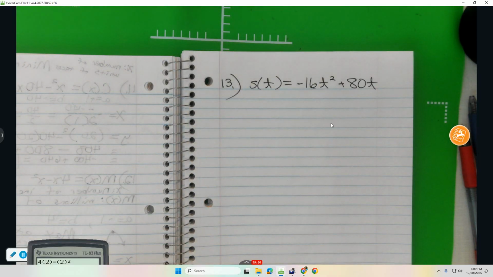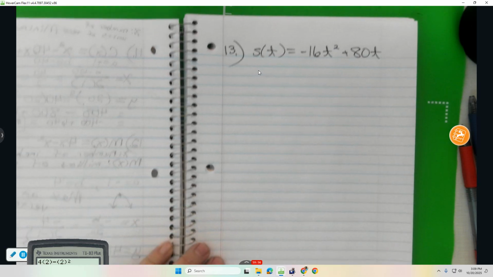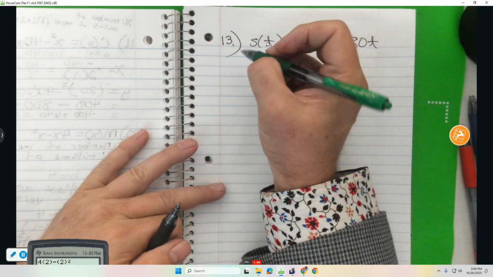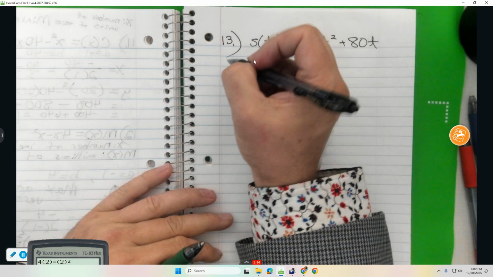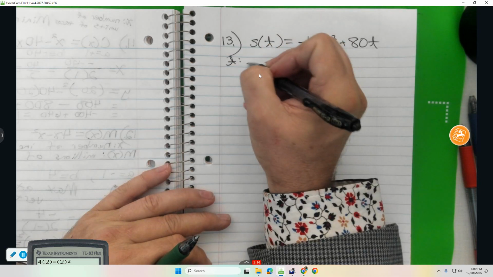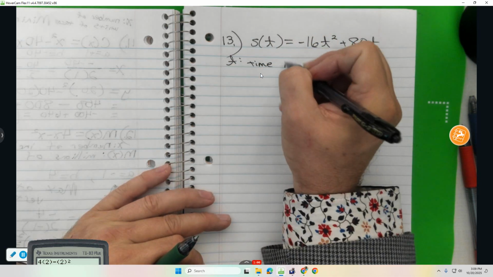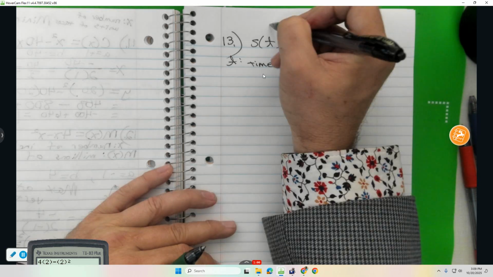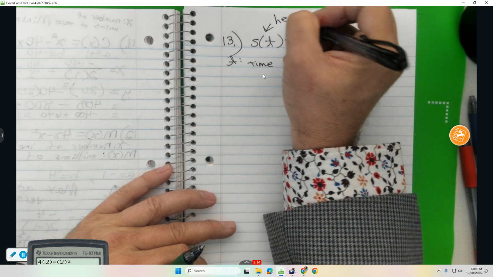Okay, negative 16t squared plus 80t. What letter is acting like x? T. So t is time in seconds. So this thing's being thrown up, it's going up. And then the s of t gives the height.